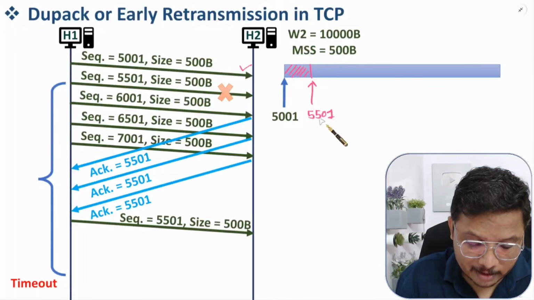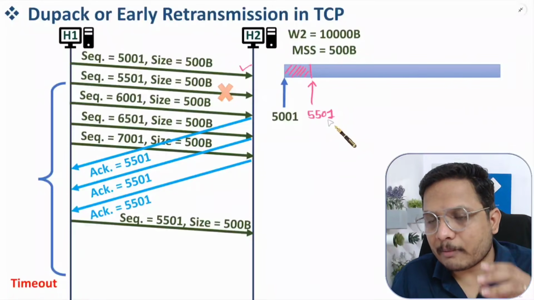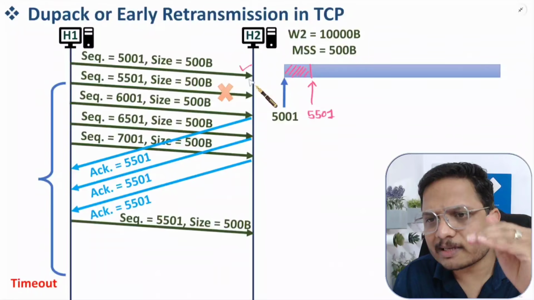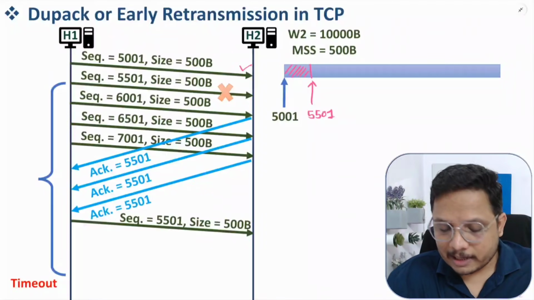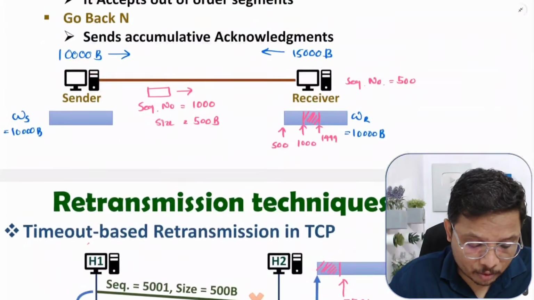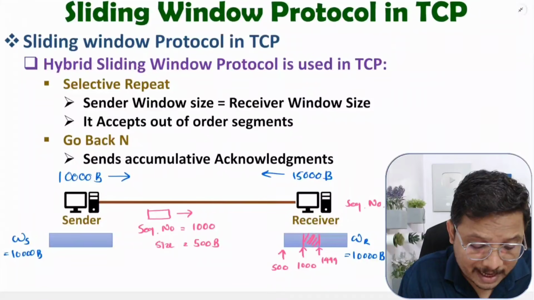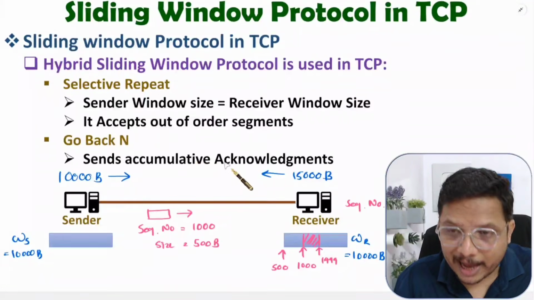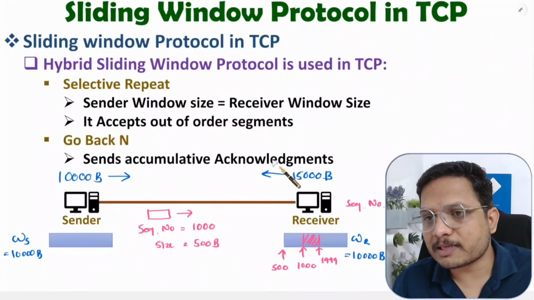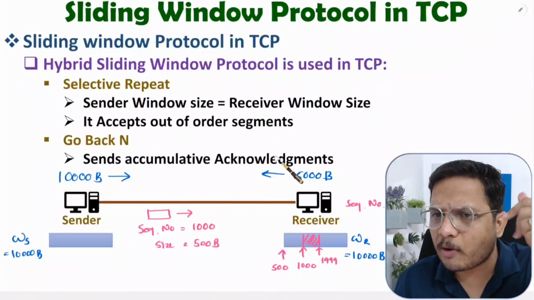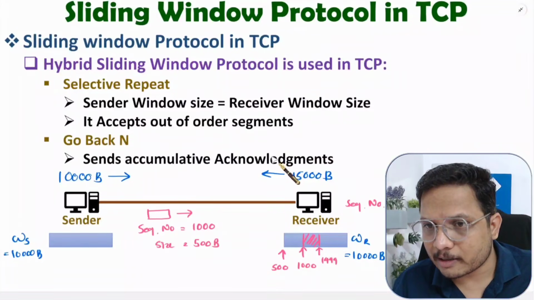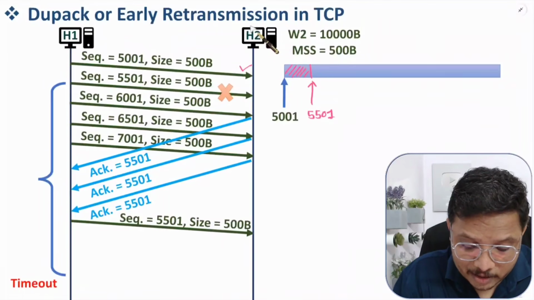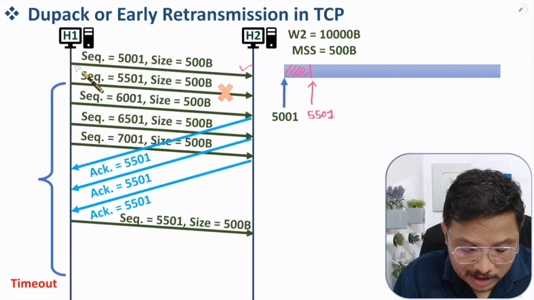Now here it is not compulsory that H2 will give acknowledgement for every successfully received segment. See, in my last video I told you there is a hybrid sliding window protocol used in TCP. So there will be cumulative acknowledgement, right? It is not compulsory to forward an acknowledgement for every successfully received segment. So it is not mandatory here that H2 will give an acknowledgement for this received frame.